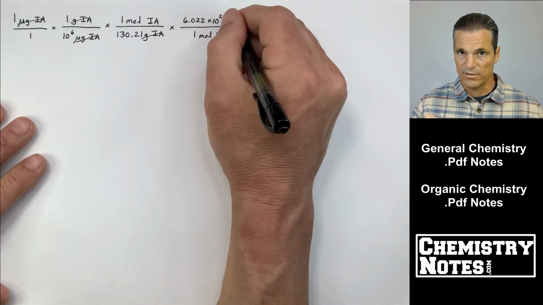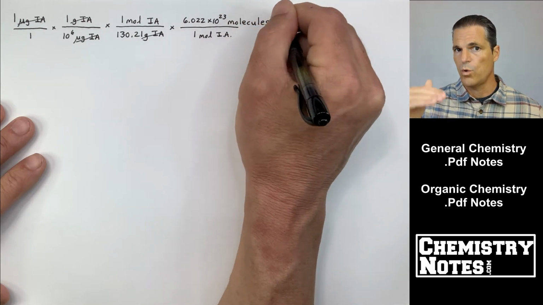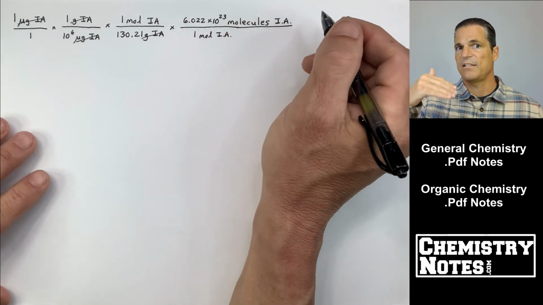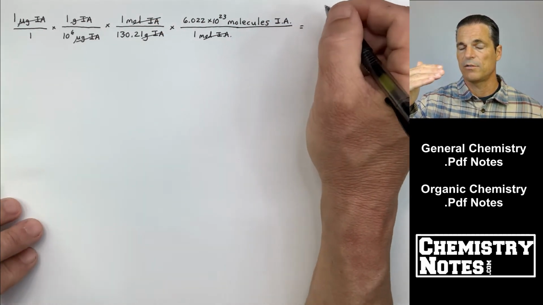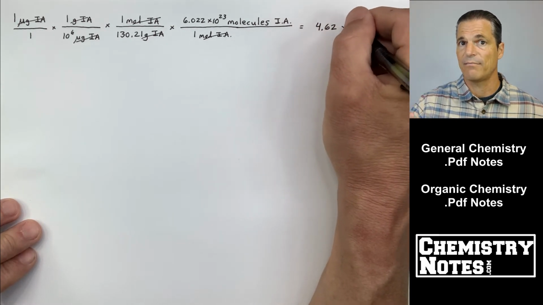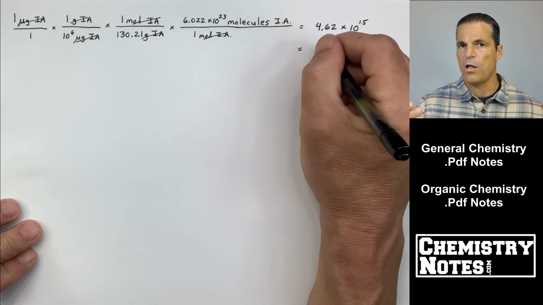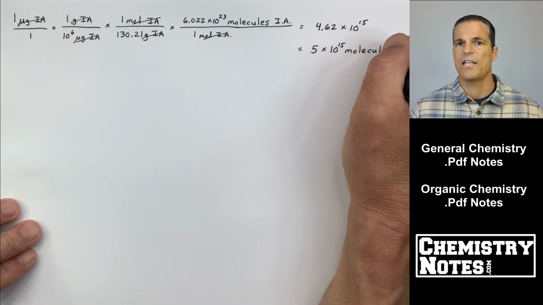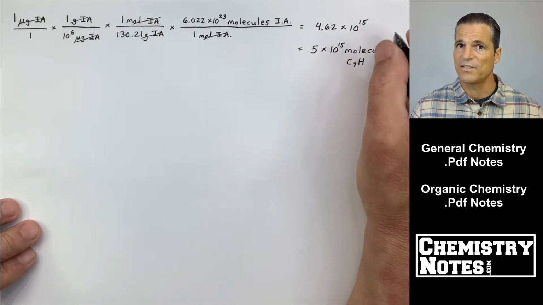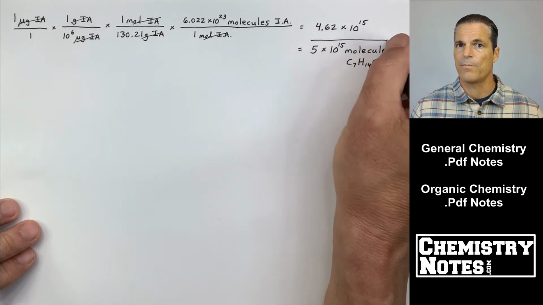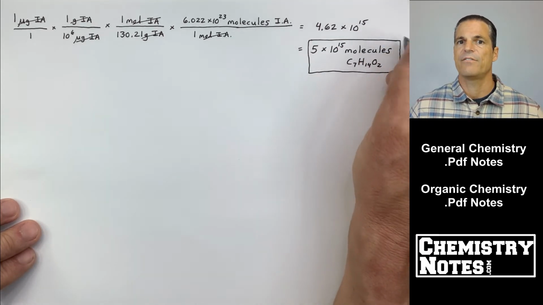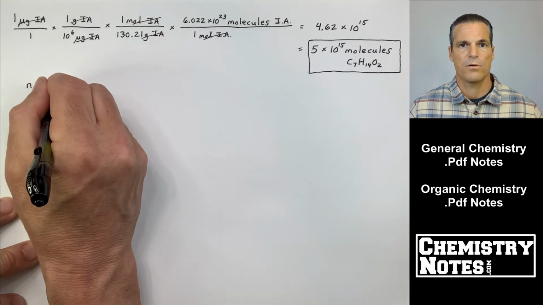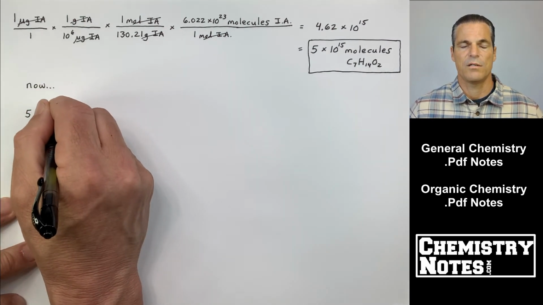They don't want moles, they want molecules. Well, 1 mole of anything contains 6.022 times 10 to the 23rd items of that anything. We're talking about a molecule, so it's molecules IA. 4.62 times 10 to the 15th. We started with 1 sig fig, which limits the way we can report our answer. 5 times 10 to the 15th molecules of C7H14O2.